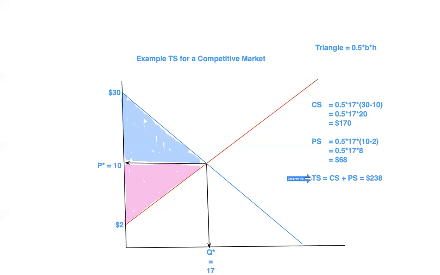And then total surplus, in this case, is consumer surplus plus producer surplus. So 170 plus 68 is $238 worth of total surplus. Those are the total gains from trade. It's our measure of the benefit to society of having this market.